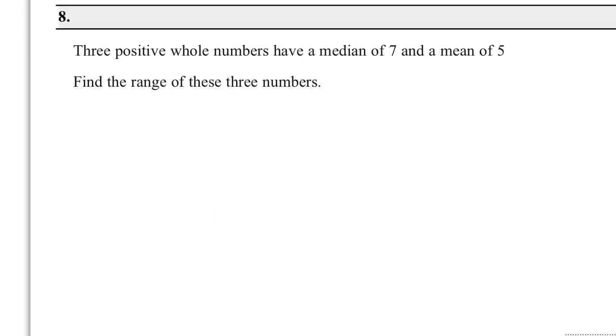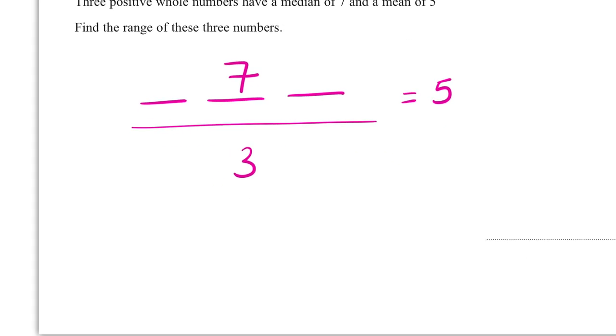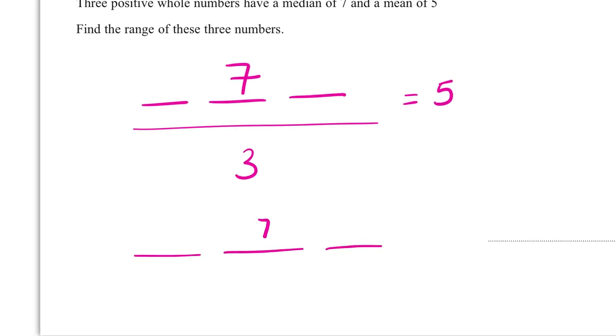Okay, question 8. Three positive whole numbers that have a median of 7 and a mean of 5. So first of all, because it's three numbers, what does the third number definitely have to be if we have a median? Has to be 7, doesn't it? Yeah. Okay, if we have a mean of 5, what does that mean? It means when I add them all up, divide them by 3, what should I get? 5. So what does all three of them add up to be? 15. Yeah, the sum of them should then be 15. Okay, now we need a number bigger than 7.